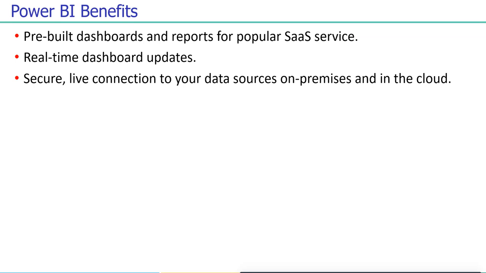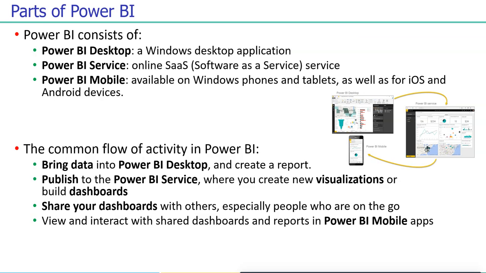This is a very important point to be noted. Once the data changes, your report must also reflect that change in the data. And you can have a secure live connection to your data sources on the premises and also in the cloud. That means offline, and in the cloud means online. And Power BI consists of these three.